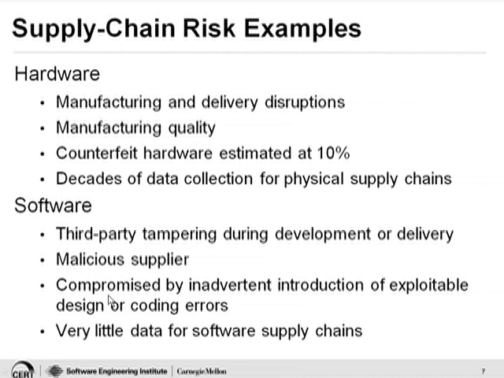On the software side, certainly the threats are third-party tampering. You may have a malicious supplier in terms of counterfeit software. But the highest risk right now on the software supply chain is simply the mistakes we're introducing ourselves in terms of vulnerabilities. For the most part, the attacker doesn't necessarily have to compromise the supply chain. There are usually ample opportunities for them to insert malware, taking advantage of all the exploitable design and coding errors. Now, the difficulty is, if you think of the hardware, if you were interested in just-in-time inventory, you would simply have a large number of organizations you could visit, collect data, and do analysis and comparisons.